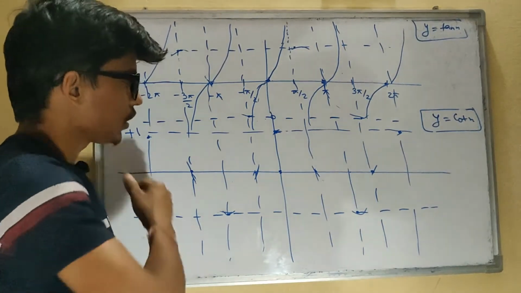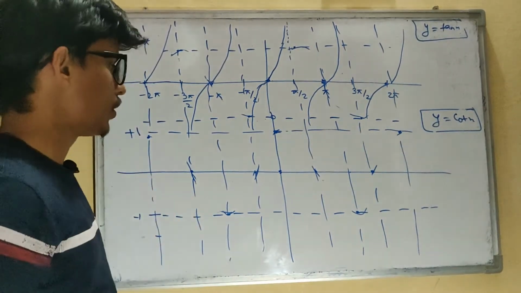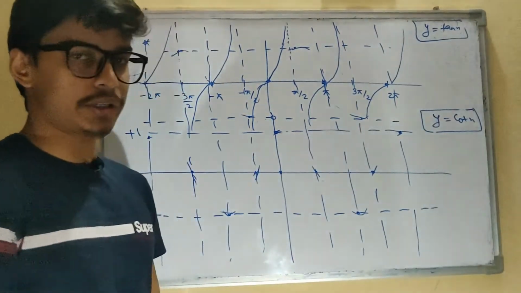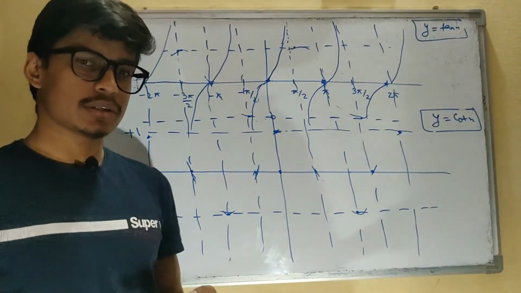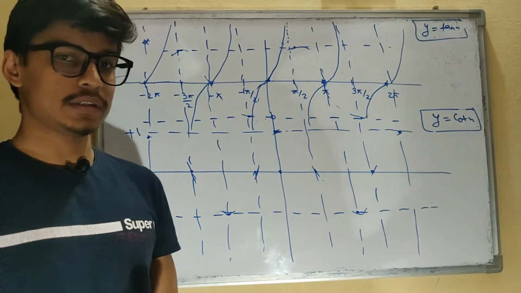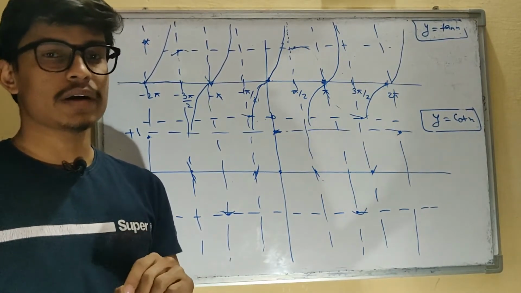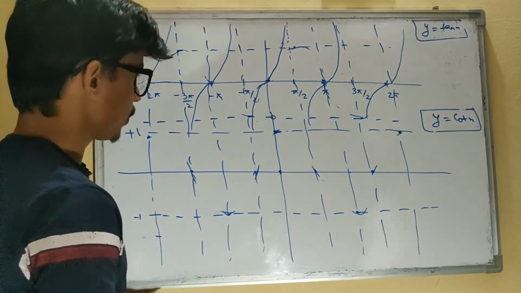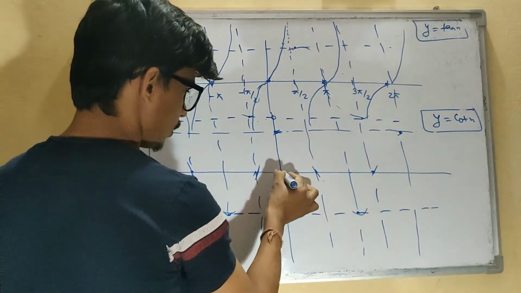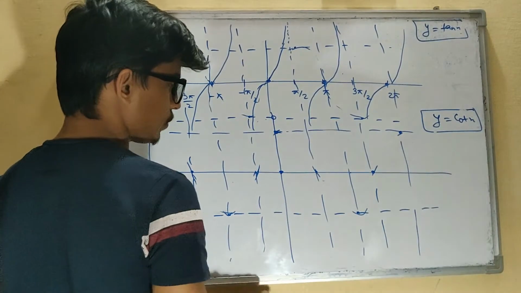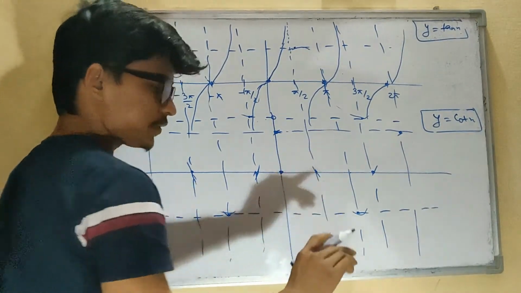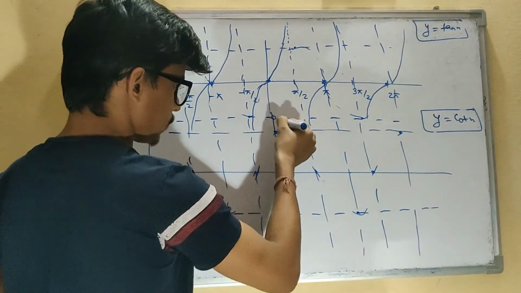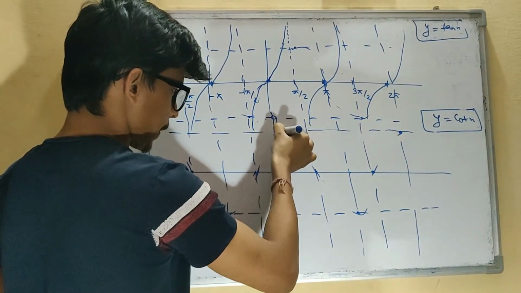Now we will draw the graph for cot, so y is equal to cot x. What is cot x? Cot x is cos x upon sin x. So it is not defined at 0. Cot is not defined at 0. What is cot 0? Cot 0 is infinity. So it is something like this.